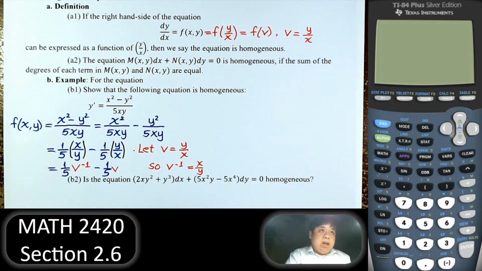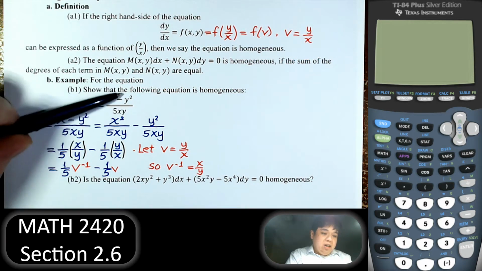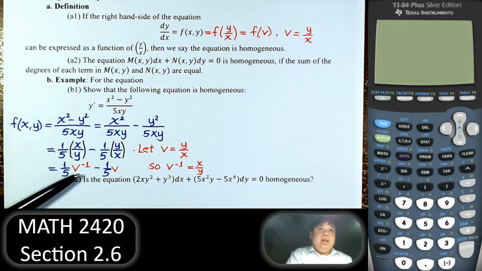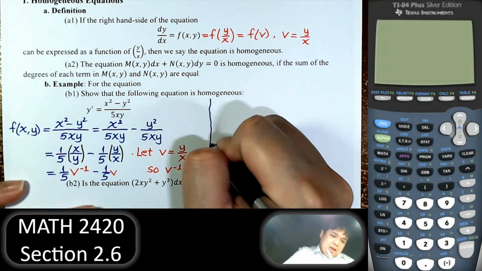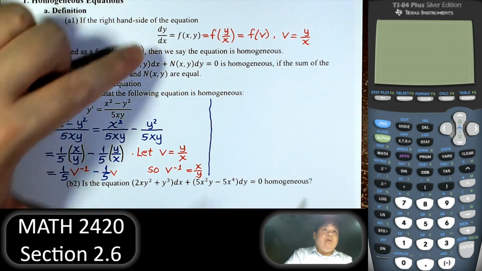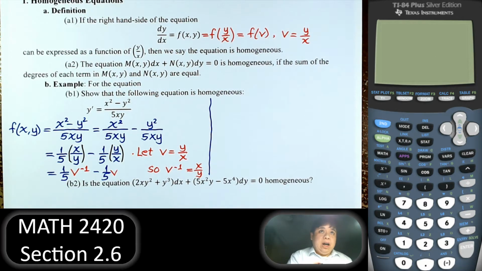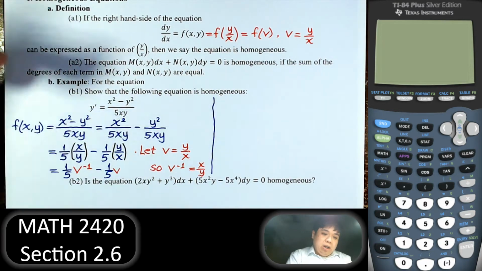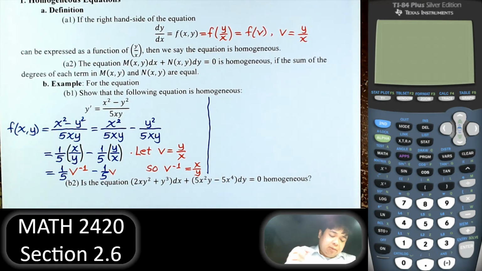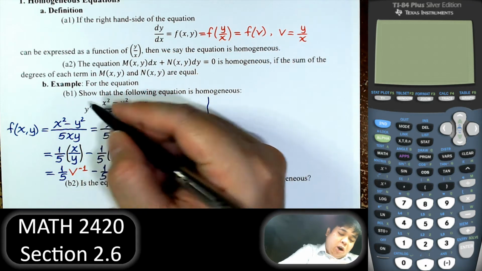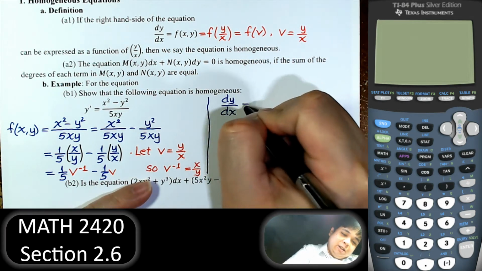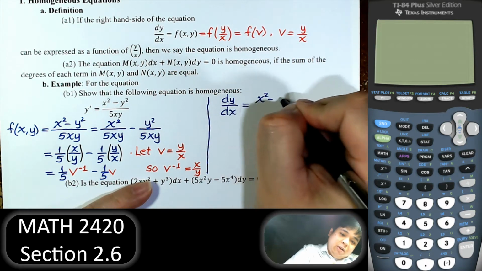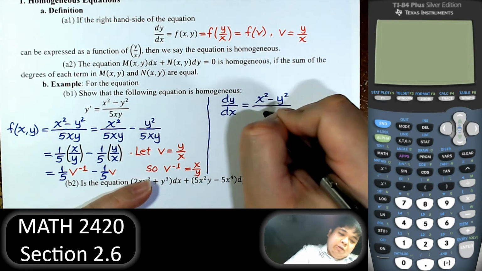So as you can see, we write the right hand side, the function, in terms of v, where v is y over x. If that is the case, the equation is homogeneous. Right. So yes, if it is written in that form, then we certainly can do this. If we write that in the form of dx and dy, we certainly can show the same way too. So y prime, if we write as dy over dx, equals x squared minus y squared over 5xy.